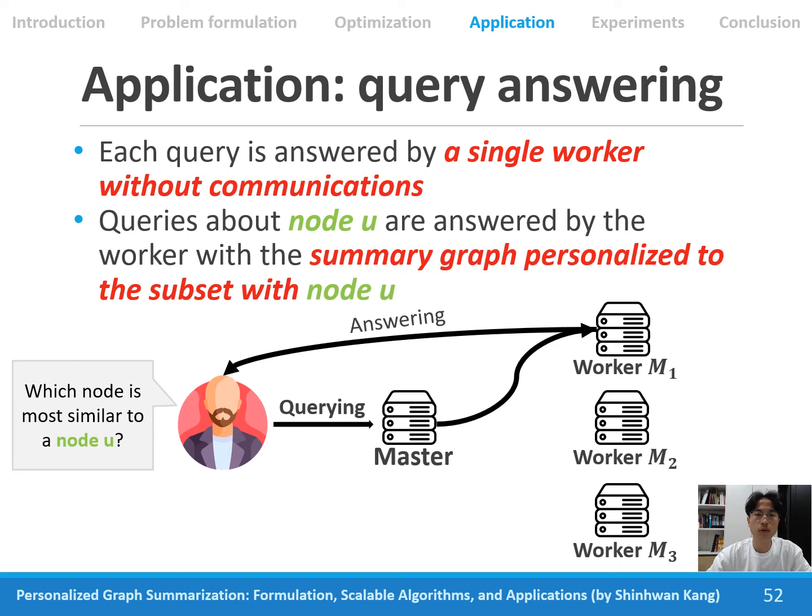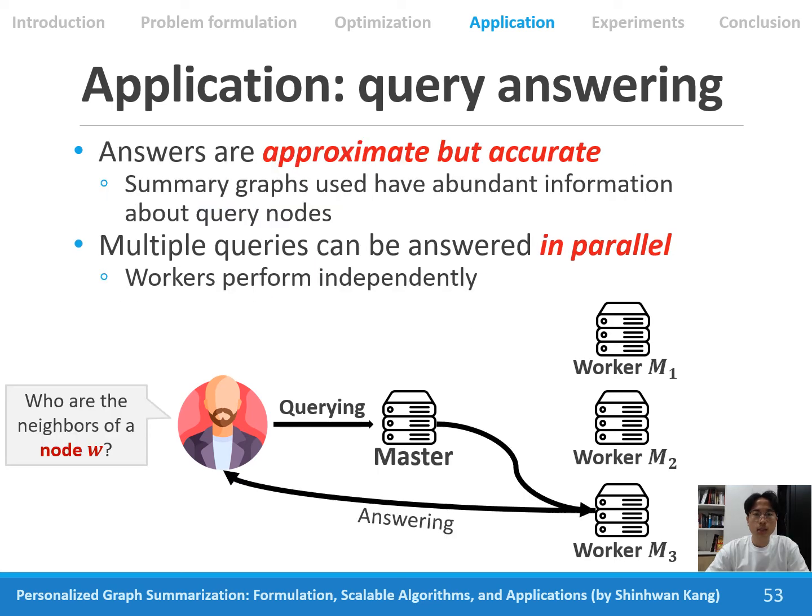How can we answer queries using the summary graphs? Each query is answered by a single worker without communications. For example, queries about node U are answered by the worker with the summary graph personalized to the subset with U. Similarly, queries about node W are answered by the worker with the summary graph personalized to the subset with W. Summary graphs preserve relatively abundant information about queried nodes. Thus, answers are approximate but can be accurate. Also, note that multiple queries can be answered in parallel as workers perform independently.